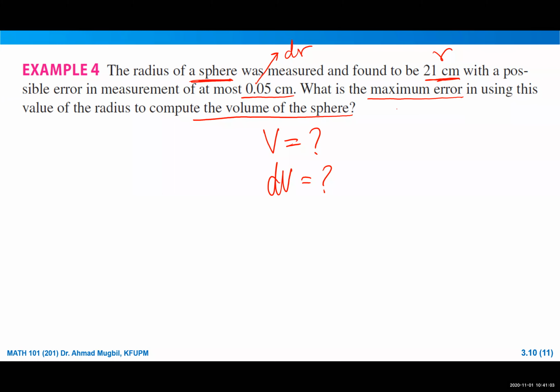Now, what is the main formula that we need to use here? The volume of a sphere. Do you remember? V equals 4 over 3 pi r cubed. Now, what to do next? Find the derivative. How to find the derivative here, Shabab? You need to be careful. So what will we do? dV, what? dr.